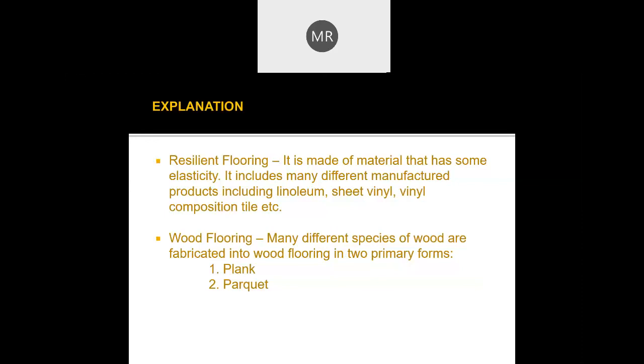Types of flooring: resilient flooring, wood flooring, carpet and rugs, ceramic tiles, cement concrete flooring. Resilient flooring is made of material that has some elasticity. It includes many different manufactured products, including linoleum, sheet vinyl, vinyl composition tile, etc. Wood flooring: many different species of wood are fabricated into wood flooring in two primary forms. Number one, plank. Number two, parquet.